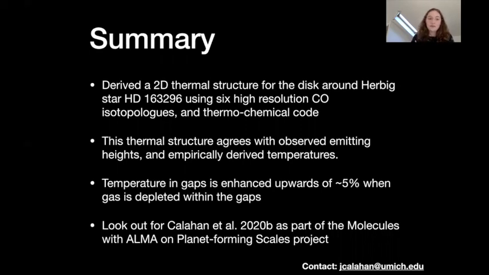So that was a really quick rundown of my project where I derived a 2D thermal structure of the disk around HD 163296. And I was able to compare this method of temperature determination directly with observationally derived properties of the disk, namely the emitting surfaces, brightness temperatures, and then I explored the temperature within the gaps of HD 163296, including effects of gas depletion within the gaps, and found that gaps could increase the temperature, but only upwards of about 5%.